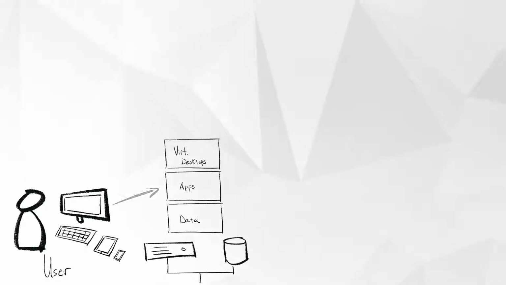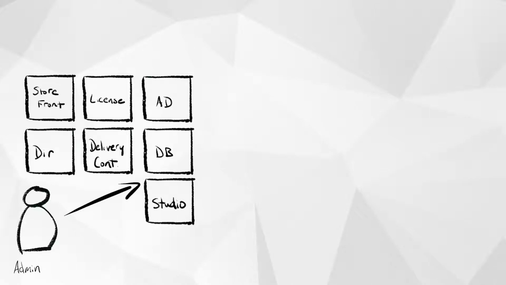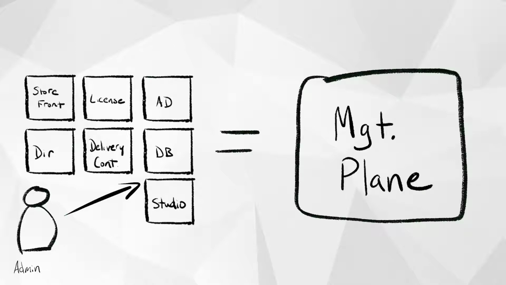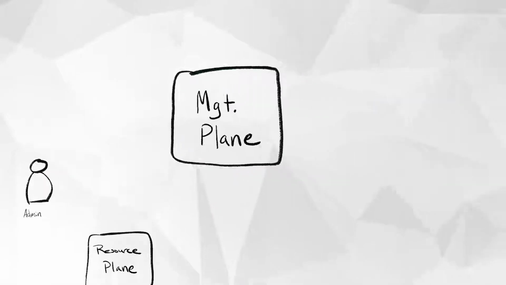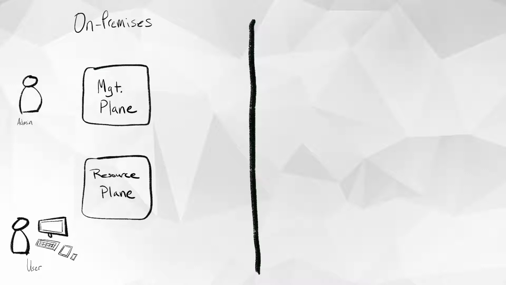Now we contrast that with the management plane. This is where the administrator manages the Citrix environment and its underlying components. So pieces like StoreFront, license server, Director, etc. Now in an on-premises environment, both the resource plane and the management plane are housed in the customer data center. And both components are managed by the corporate IT department.